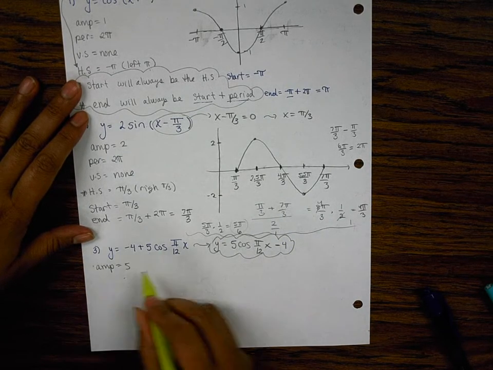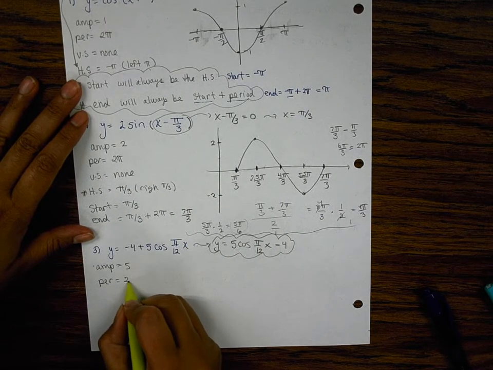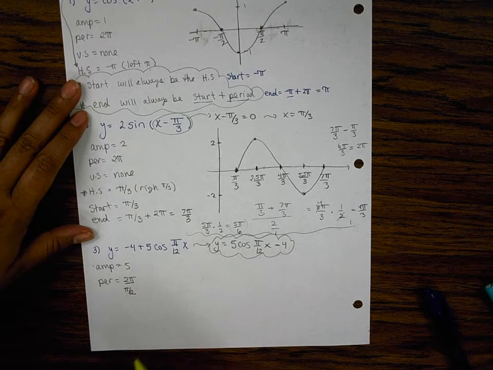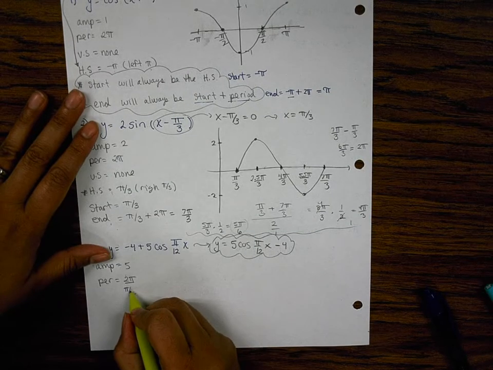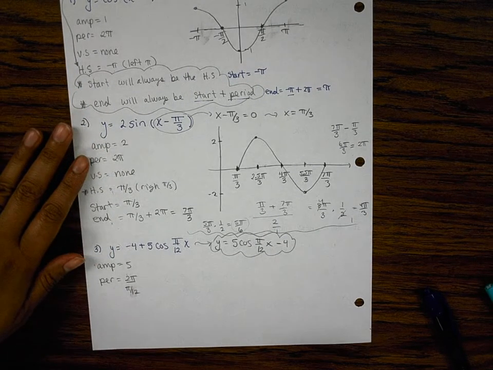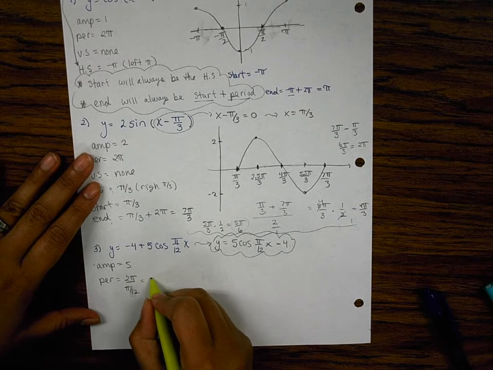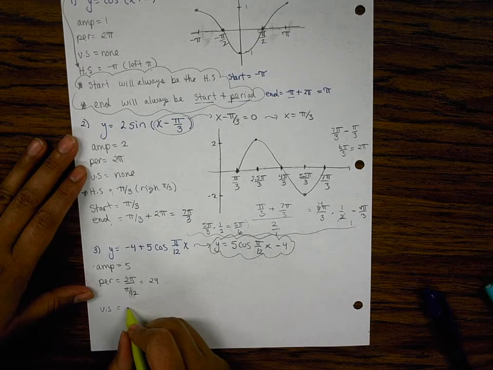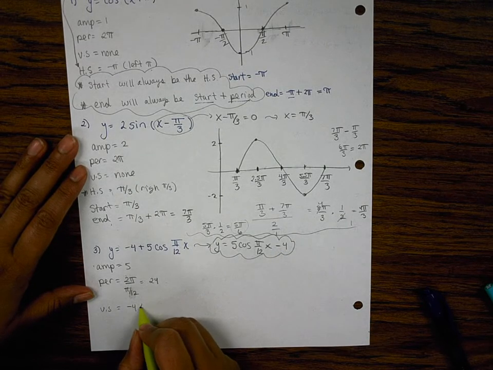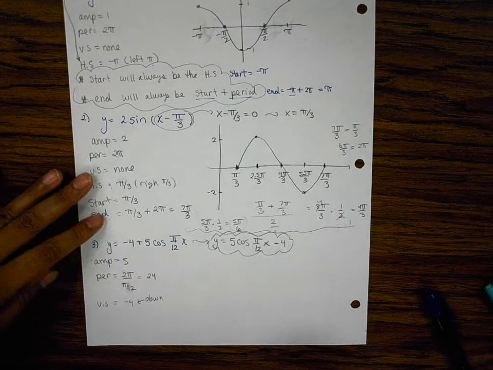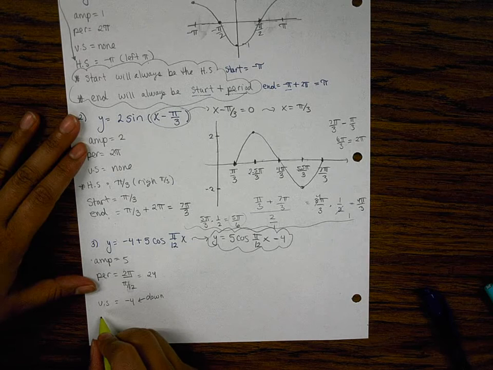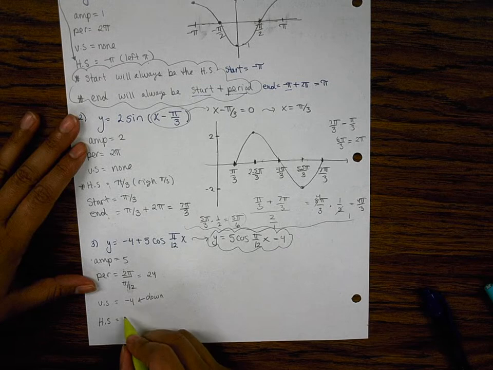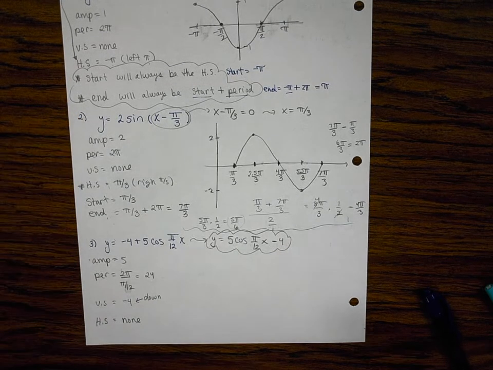Amplitude is 5. Period is 2 pi over pi over 12, multiply by the reciprocal. You multiply by 12 over pi, and the pi's reduced. It ends up being 24. Vertical shift is down 4 because it's negative. -4, that means it's down 4. And horizontal shift, there is nothing in the parentheses here. Do you see that? That means there is no horizontal shift, so I'm going to write none.